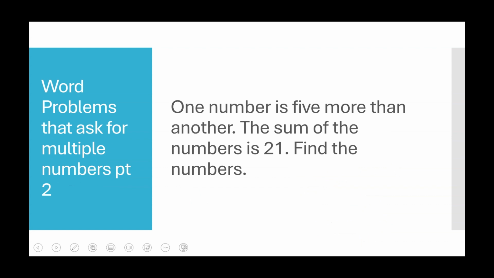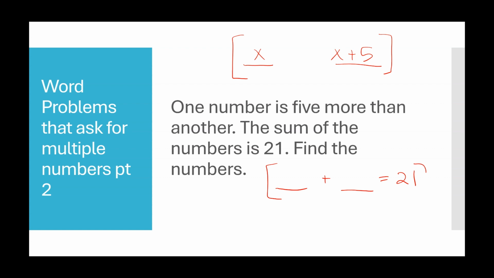One number is 5 more than another. Number, other number. This number is 5 more. The sum of the numbers is 21. Find the numbers. So number plus number is 21. The first sentence told me this, the second sentence told me this. I can combine these two pieces of information together and put my x and my x plus 5 here. And then I'm off to the races in solving.